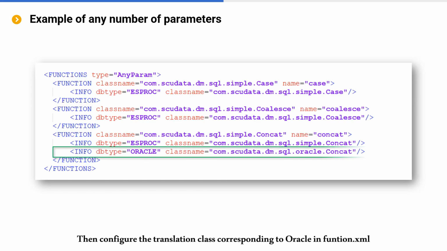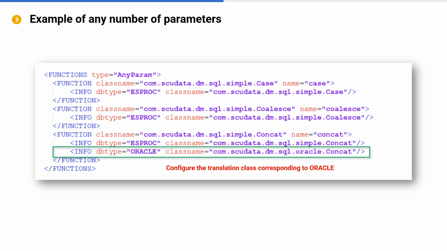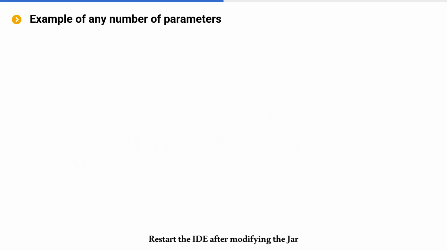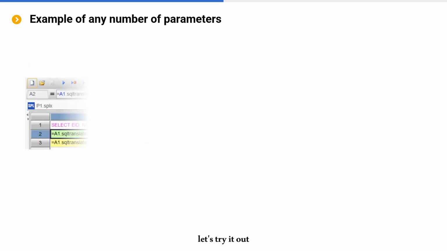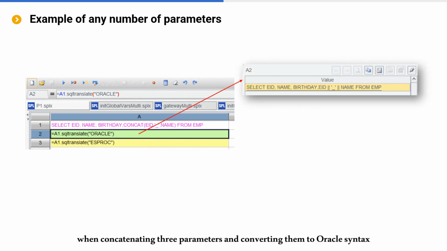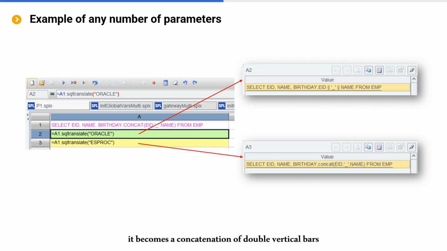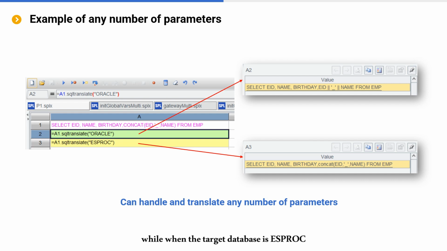Then configure the translation class corresponding to Oracle in function.xml. Restart the IDE after modifying the jar. Let's try it out. It can be seen that when concatenating three parameters and converting them to Oracle syntax, it becomes a concatenation of double vertical bars, while when the target database is SBRK, it uses lowercase concat.